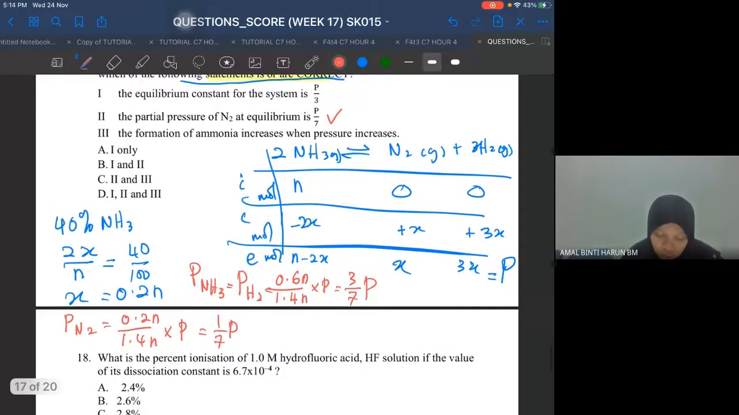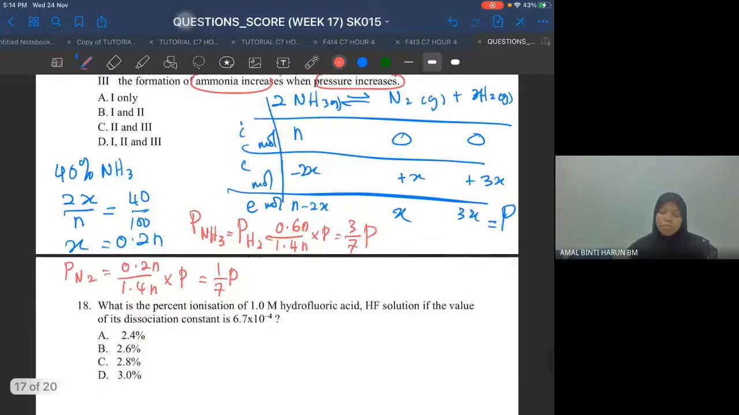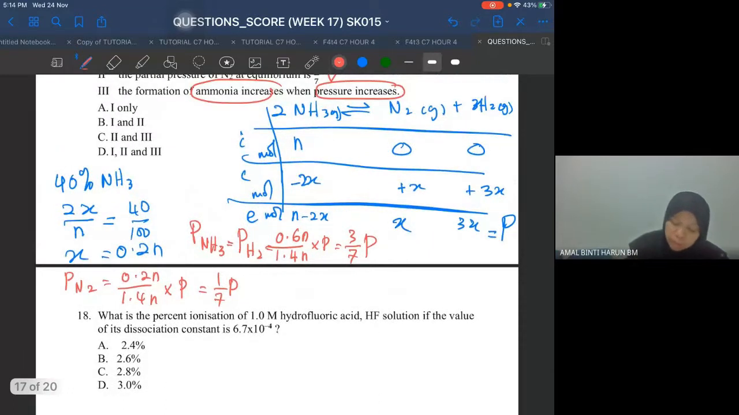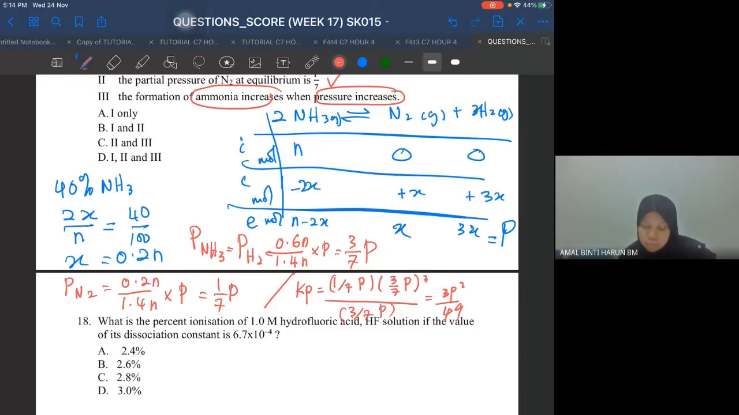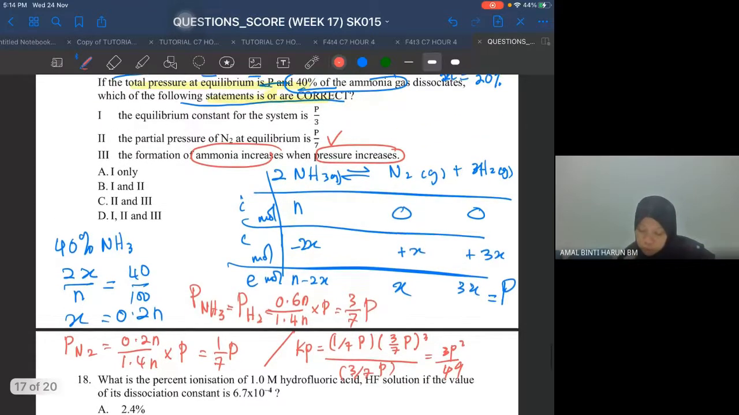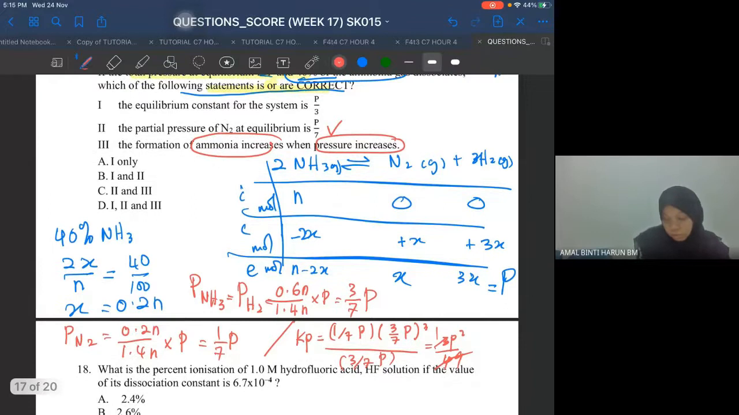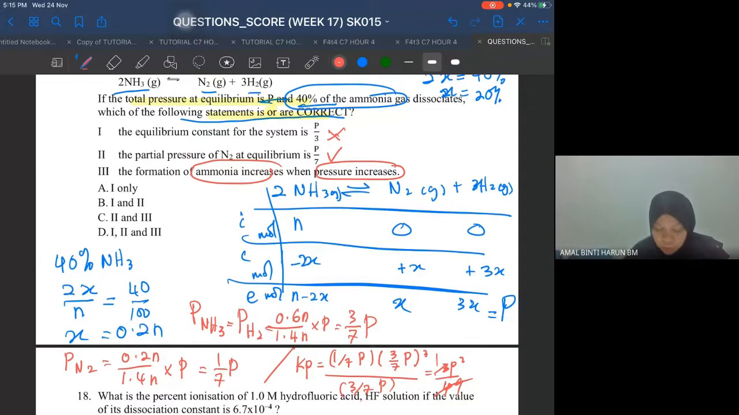Okay, the formation of ammonia increases when the pressure increase. Macam mana nak tentukan dia? Okay, Kp is 1/7 P times 3/7 P power of 3 over 3/7 P, equal to 3P square over 49. So, betul ke? 1/49 berapa? 1/49 times 3. So, ini salah.